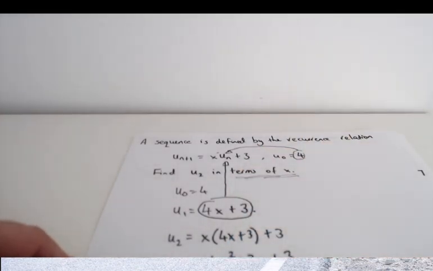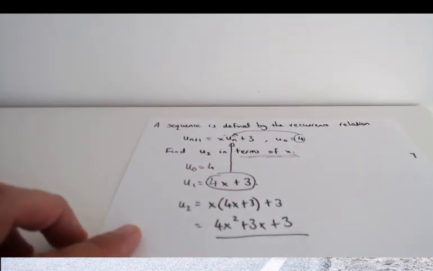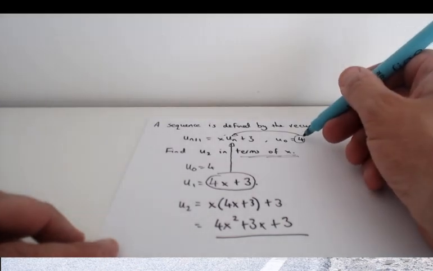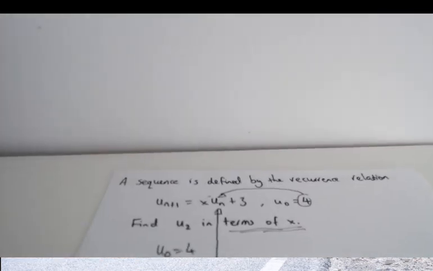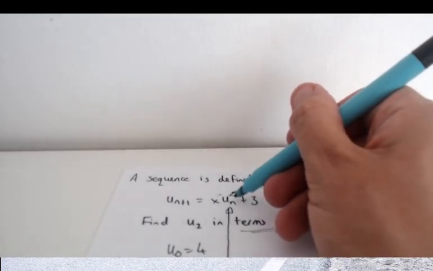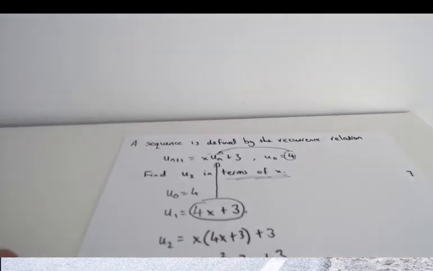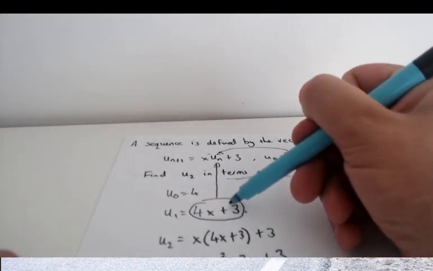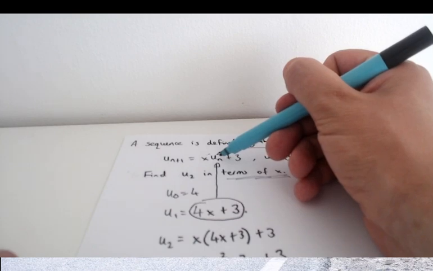Find u2 in terms of x. I have done that. There is my answer for u2. Remember, to get the next answer you've got to use your last answer. So when I had 4 as my first answer, I had to substitute that back in instead of un, and that will give me my next answer. u1, the answer was 4x add 3. To get the next answer, u2, that needed substituted in instead of un as well.